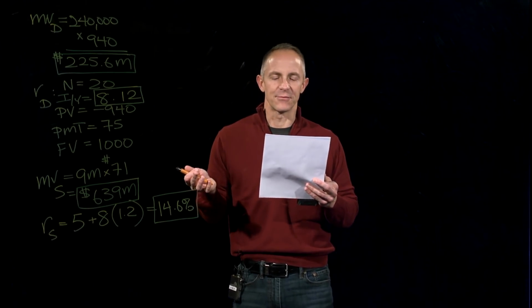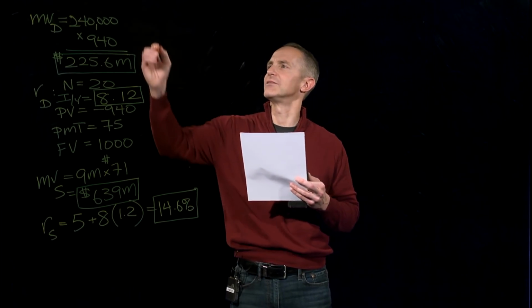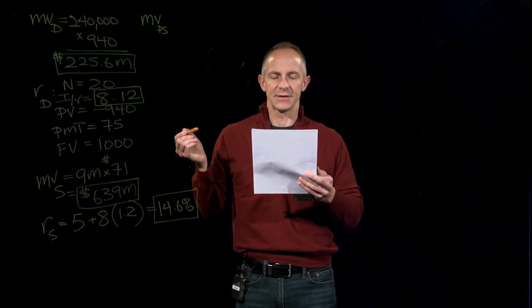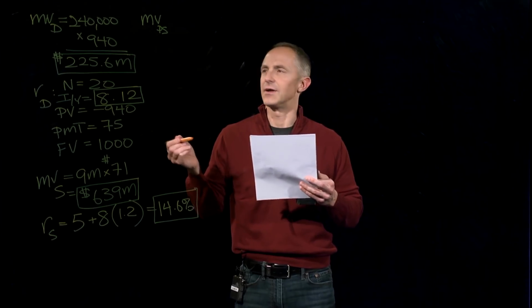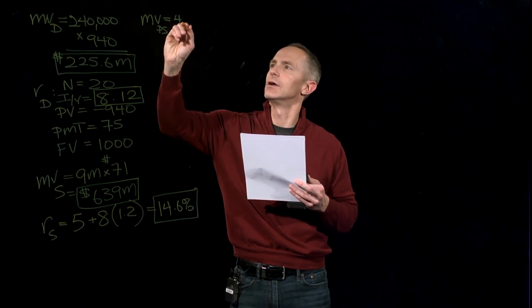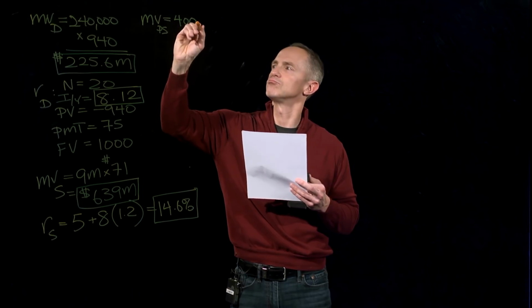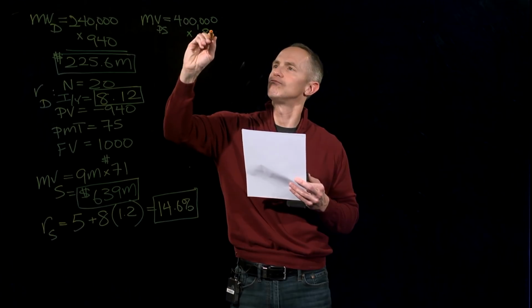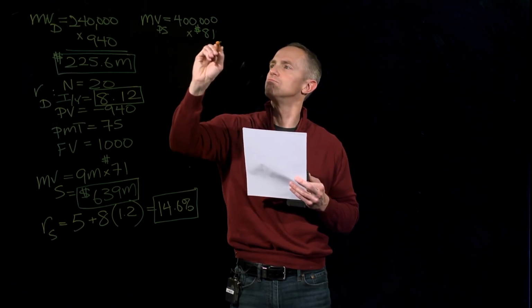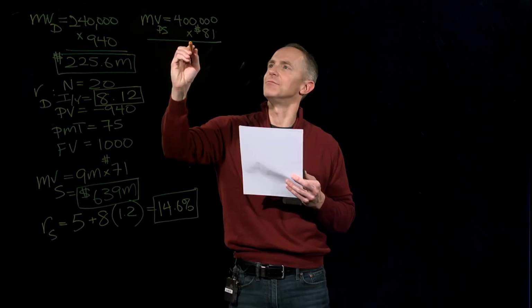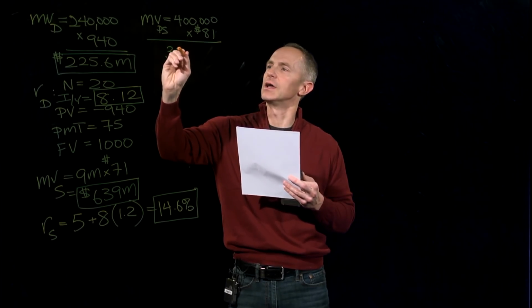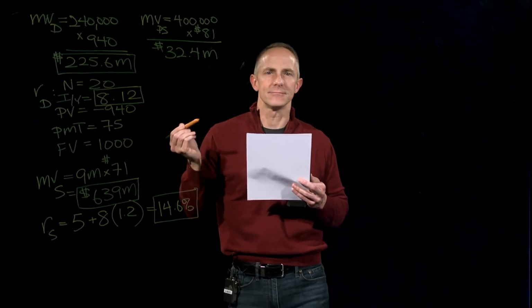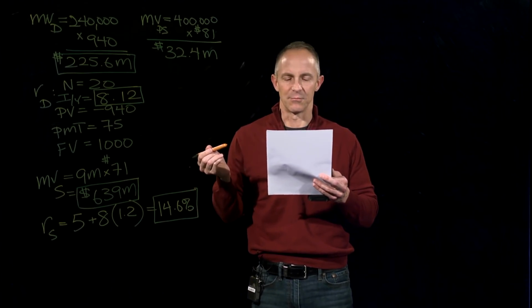Now we've got some information on the preferred stock. Let me write this over here. We're told that there are 400,000 shares of the preferred stock, and they're selling for $81 each. So if I take 400,000 times $81 per share, what that's going to give us is a market value. This is going to come out to $32,400,000 or $32.4 million. So that's going to be the market value of the preferred stock.